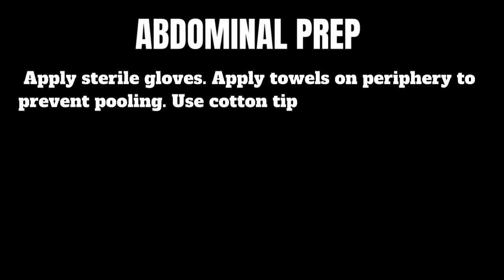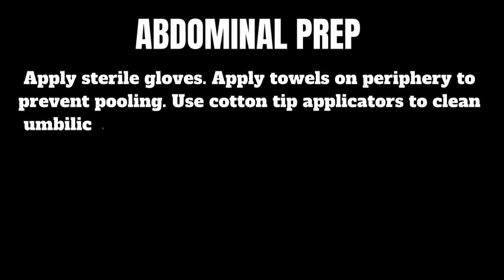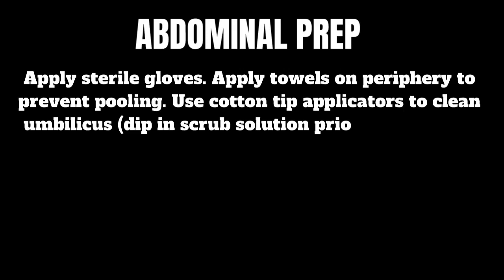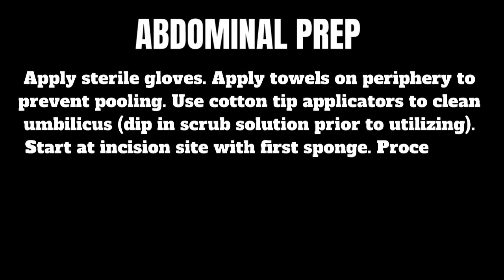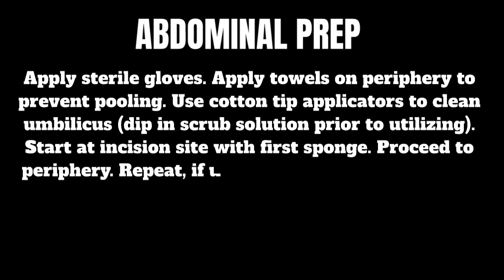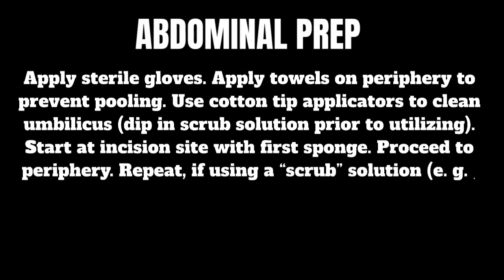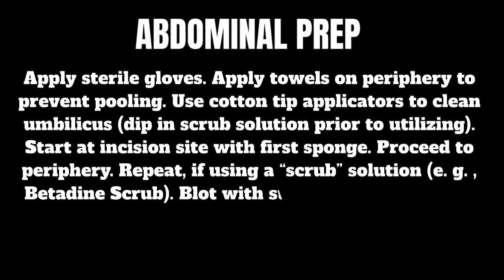Abdominal prep: apply sterile gloves. Apply towels on the periphery to prevent pooling. Use cotton tip applicators to clean the umbilicus, dipped in scrub solution prior to utilizing. Start at the incision site with the first sponge. Proceed to the periphery. Repeat, if using a scrub solution, for example, Betadine scrub.